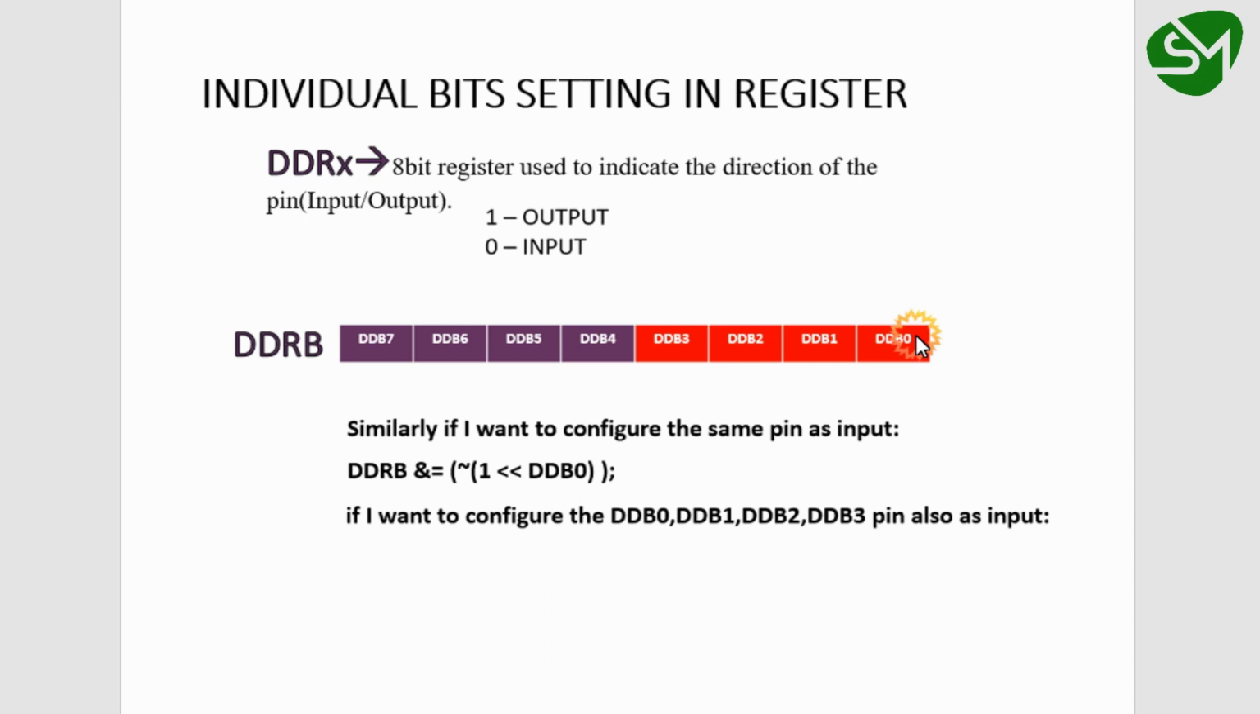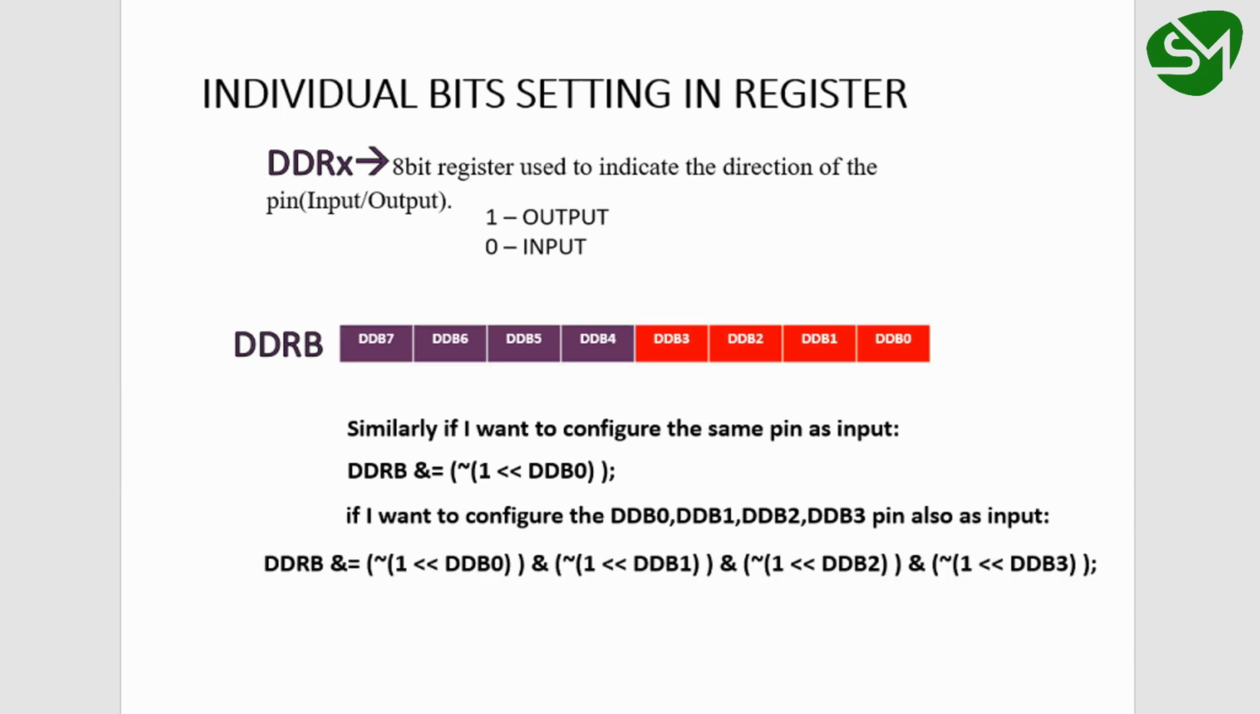So if I want to make all these pins as input from DDB0 to DDB3, I just want to clear all these 4 bits. Remaining bits we will leave undisturbed. Let's see, this line will do this, right? That is DDRB &= ~(1 << DDB0) & ~(1 << DDB1) & ~(1 << DDB2) & ~(1 << DDB3). So this line will clear all the bits from DDB0 to DDB3, making that pin as input.